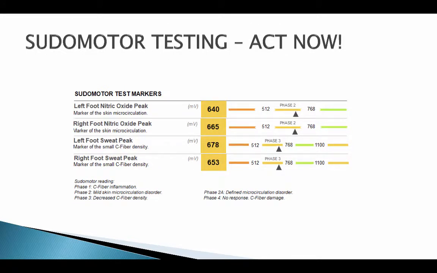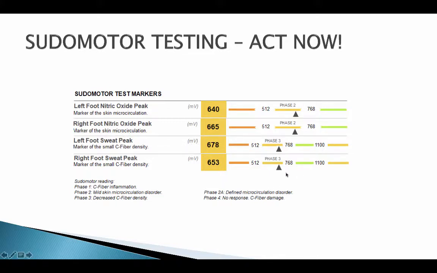So this is an instance where sudomotor testing can prevent problems from developing. Here we see phase 2, which is mild microcirculation disorder, and phase 3, decreased C fiber density. If a person were to act now by decreasing the risk factors and changing their habits, getting their blood sugar under better control, exercising, increasing the circulation to the lower extremity, you can prevent further damage, and they won't lose the ability to feel and the ability to protect themselves.